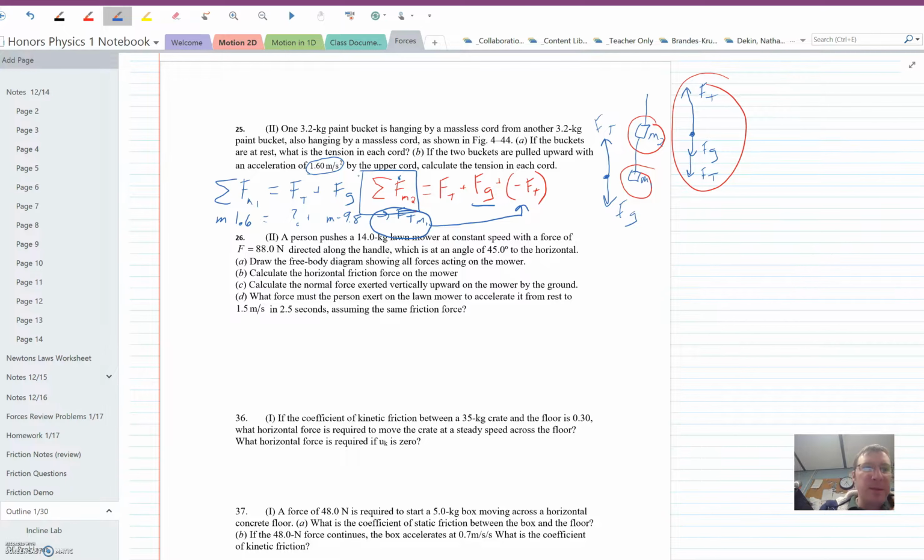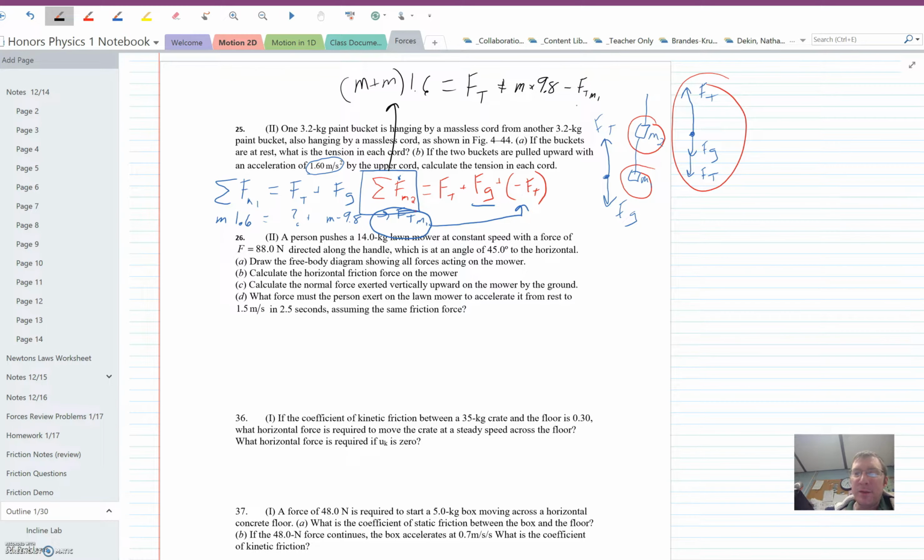So what we're going to look at up here is both masses are going to accelerate at 1.6. It's going to be that tension that we still don't know. The force of gravity is just the force of gravity on the top box. And finally we have the force of tension from mass 1, which we already solved for.